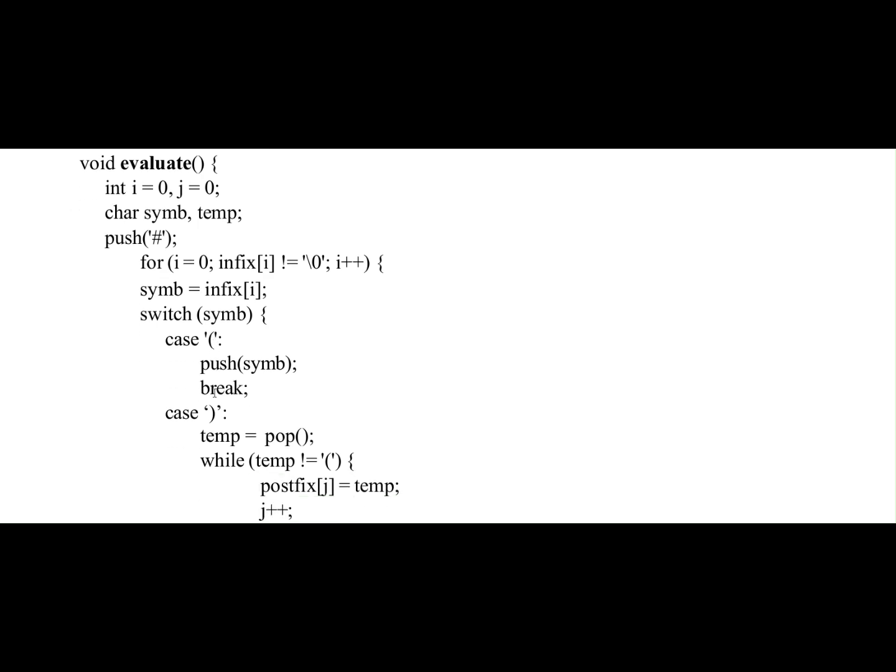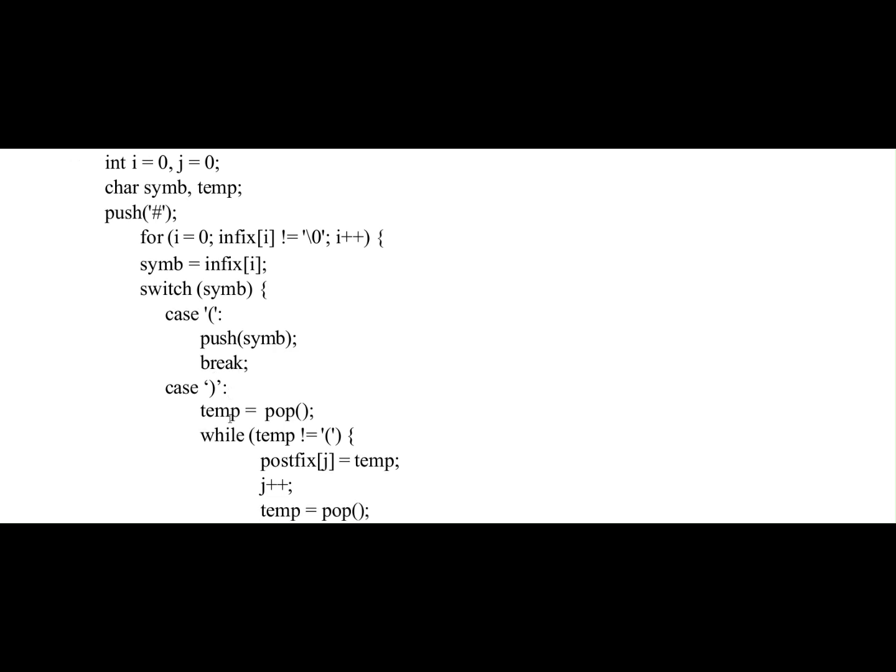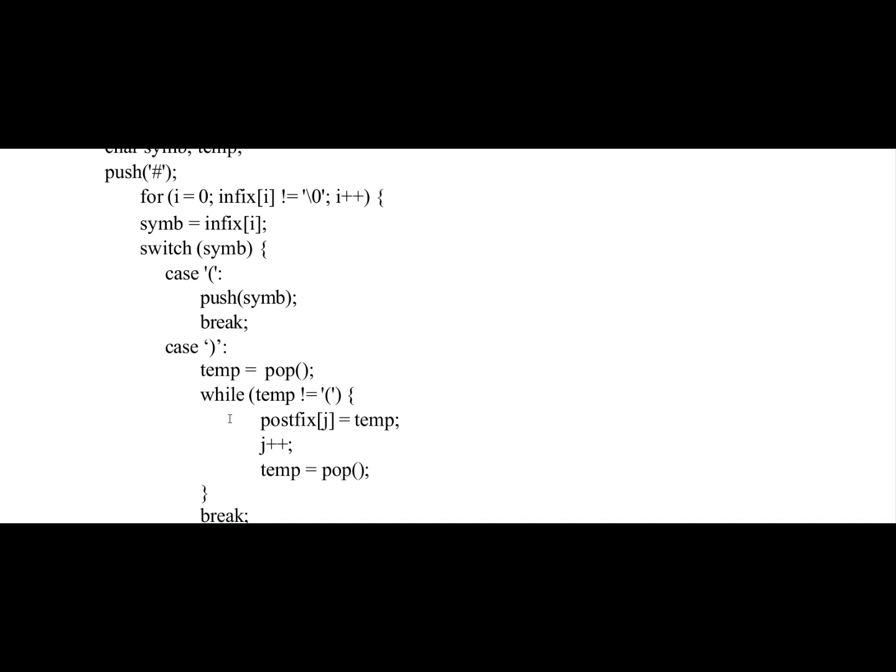The first case is bracket open. If we find a bracket open symbol, then we are pushing it into the stack. And if we encounter a bracket close, then we are popping out into the temp variable, and we keep traversing until we find a bracket open symbol again. If we find that, we end the loop. Otherwise, we increment and take out all the elements in between the bracket open and bracket close.